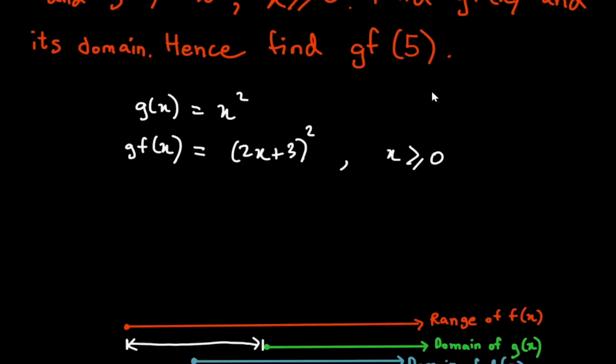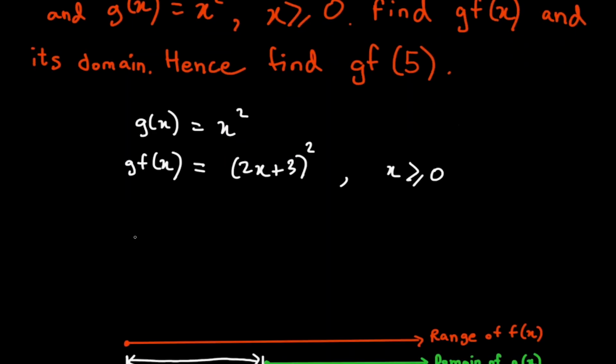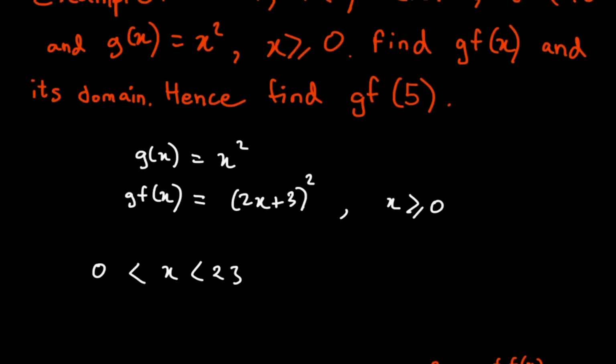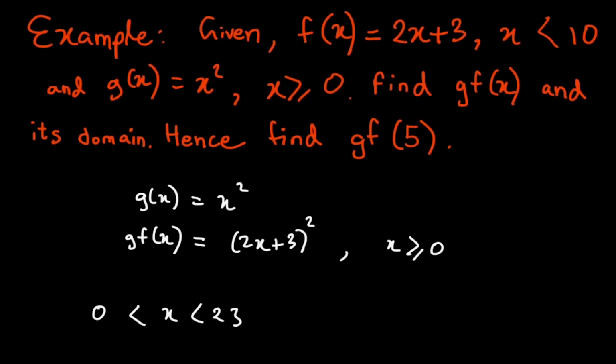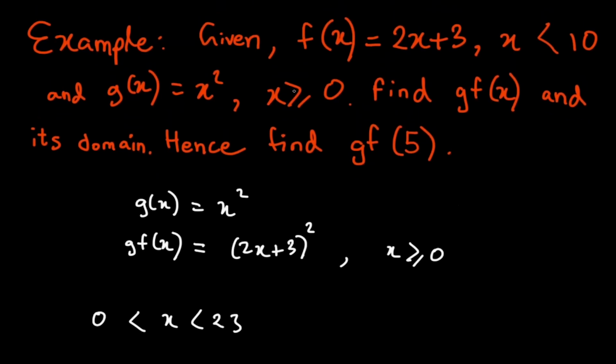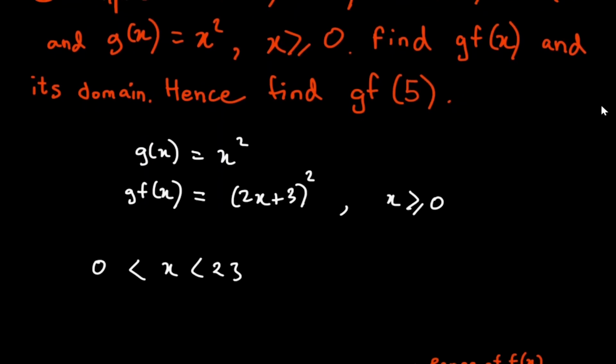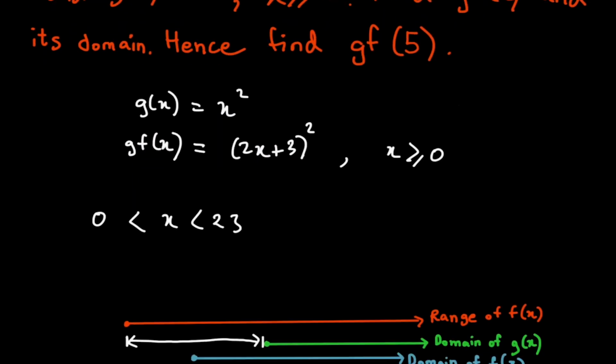Well, the answer for this new domain would have been x is greater than 0 and less than 23. Actually, it's x greater than or equal to 0. Now, why is this? Well, for the lower limit, we can see that the domain of g of x is still greater than or equal to 0, right?